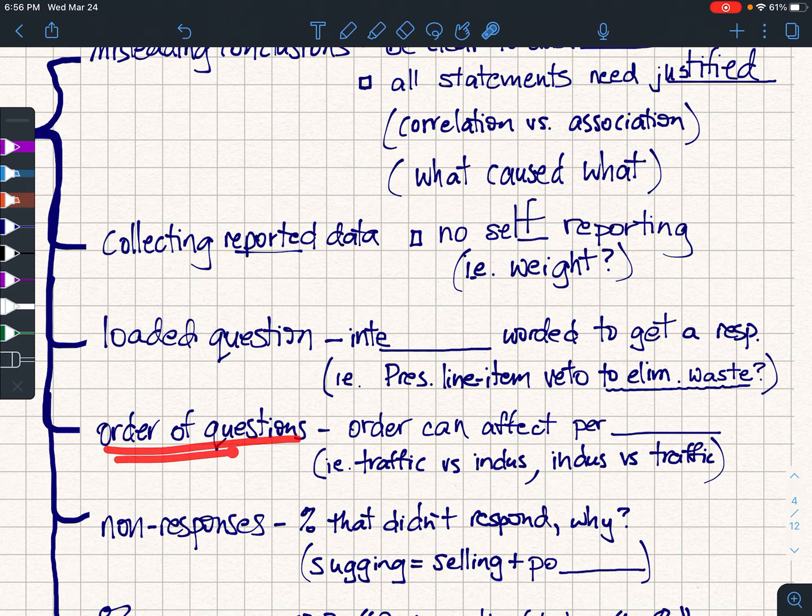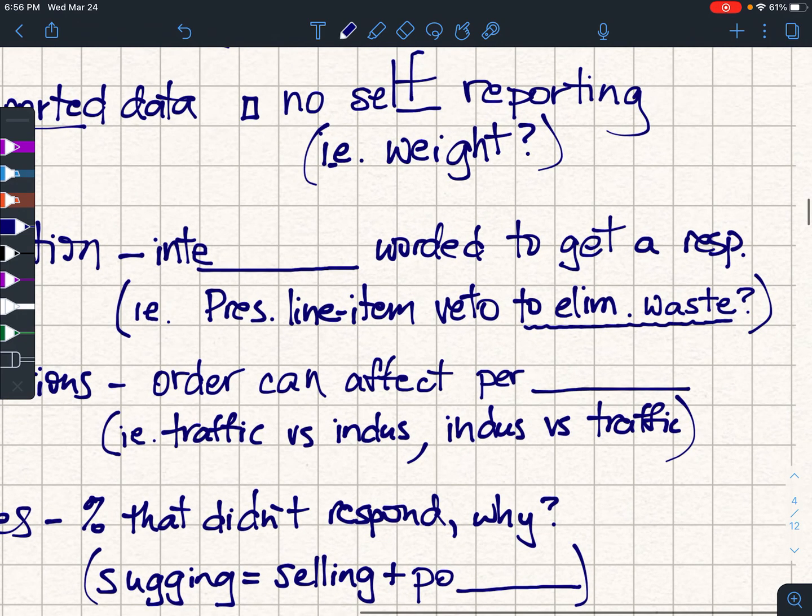Order of the question. Yeah, there's another pitfall: the order that we put it in. The order can affect a person's thoughts. I don't know what I was thinking there.